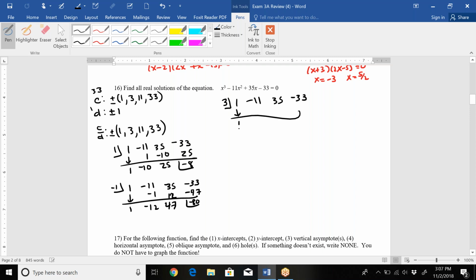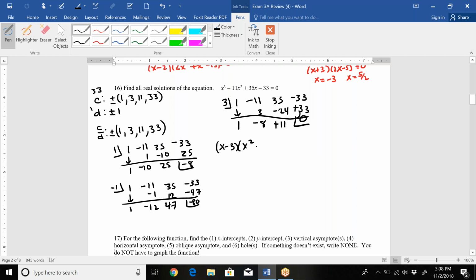So this would be 1 times that is 3. That's negative 8. That'd be negative 24. That's negative 11. No, positive 11, sorry. And then that is positive 33, which makes that 0. Yep, we found it. So this is, remember, this would kind of be a factor of x minus 3.